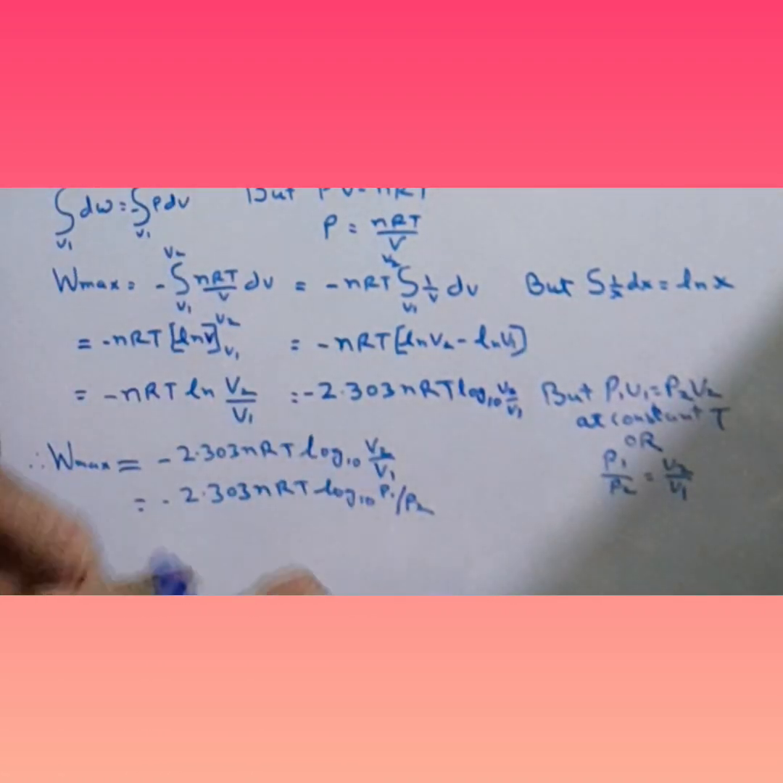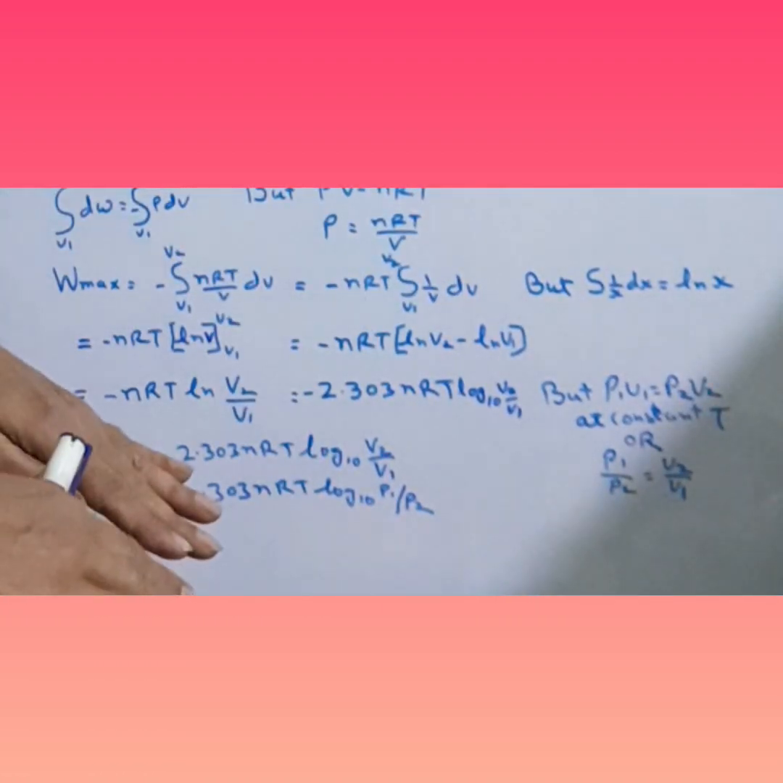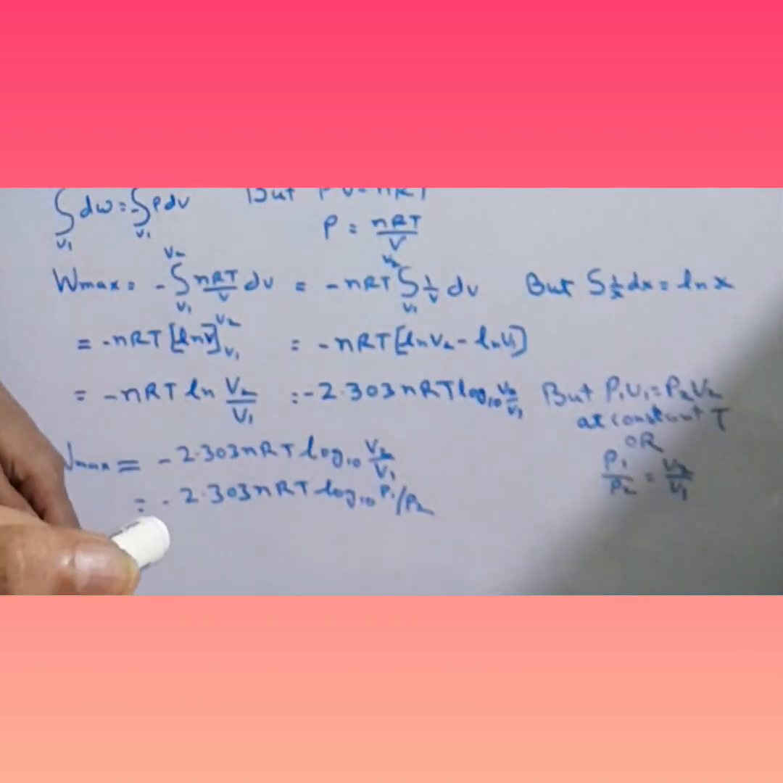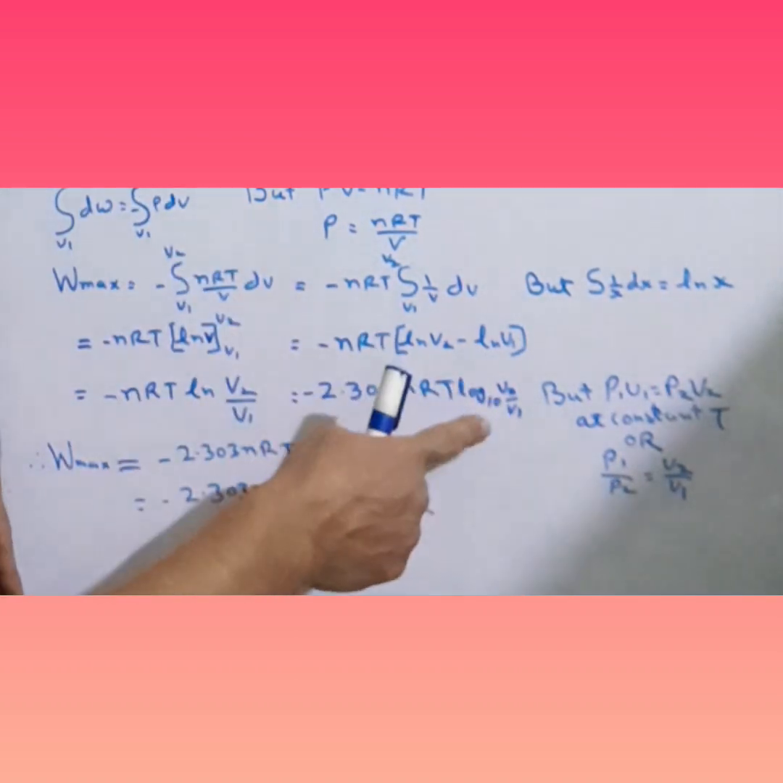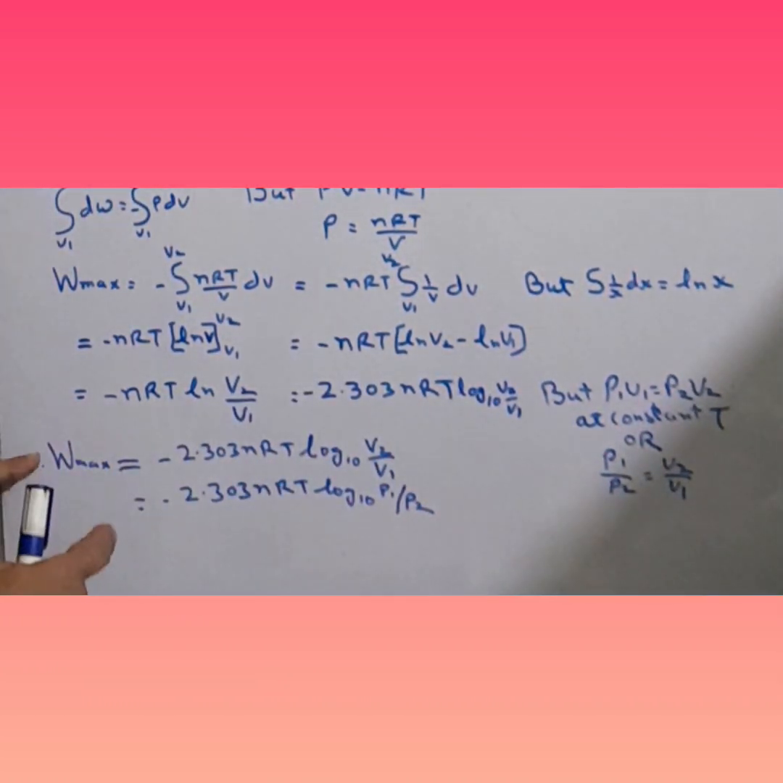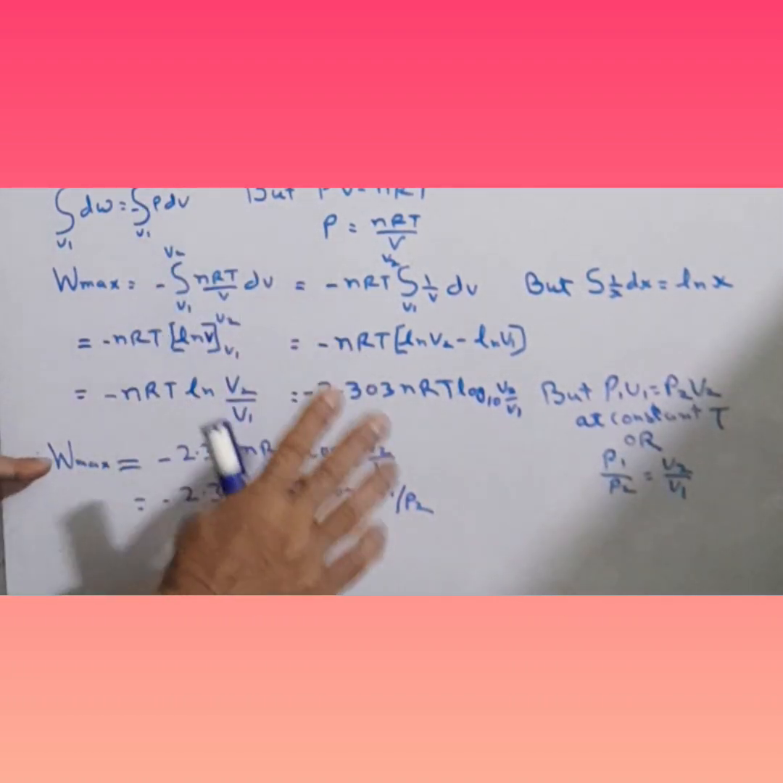Why log to the base 10? If we have log to the base 10, then we can see it in our logbook, the values that we check out, right? That I taught a few videos before. All right, so now this becomes our formula for maximum work. So the maximum work formula is this, with V2 over V1.